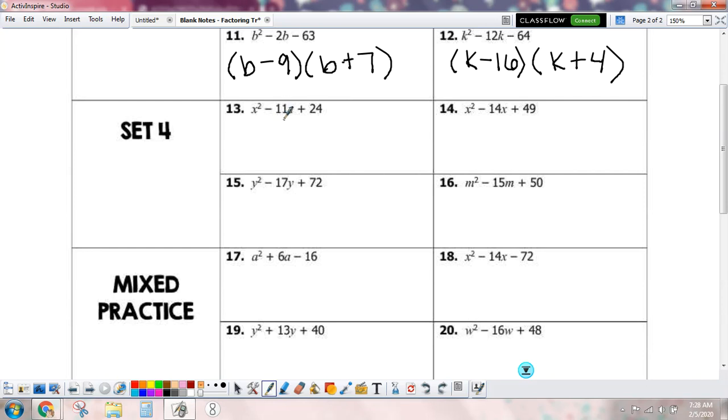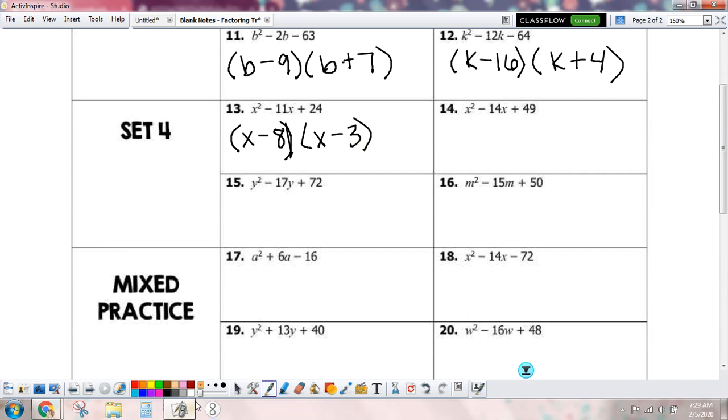So I do know that negative 8 times negative 3 will get me 24. And 8 plus 3 is 11, so negative 8 plus negative 3 is negative 11. So that one's going to work. And we'll check with FOIL just to make sure that it works. Oops, that's a parenthesis. All right, and then you FOIL to check, and that should work out.